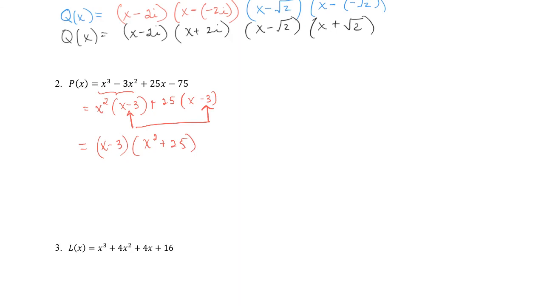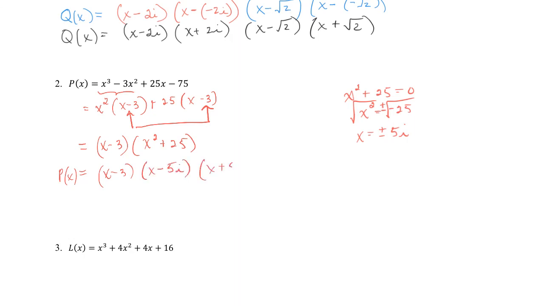Now, again, I'm supposed to have a product of linear factors, and x squared plus 25 is not linear. So x squared plus 25, I've got to factor that, set it equal to 0. So x squared equals negative 25. Take the square root of both sides. And if you wanted to use the quadratic formula here, you could. It just takes a few more steps. So this is plus or minus 5i. Okay, so I need to finish factoring. So p of x equals x minus 3 times x minus 5i times x plus 5i. Now it's fully factored into a product of linear factors with complex coefficients.